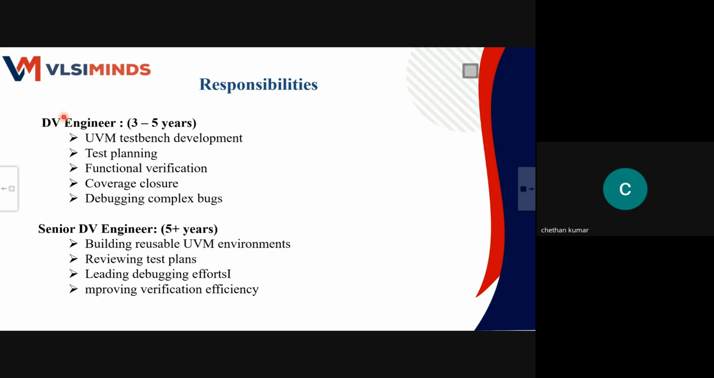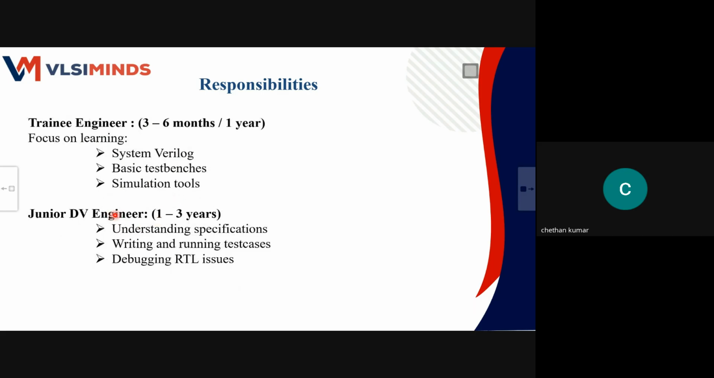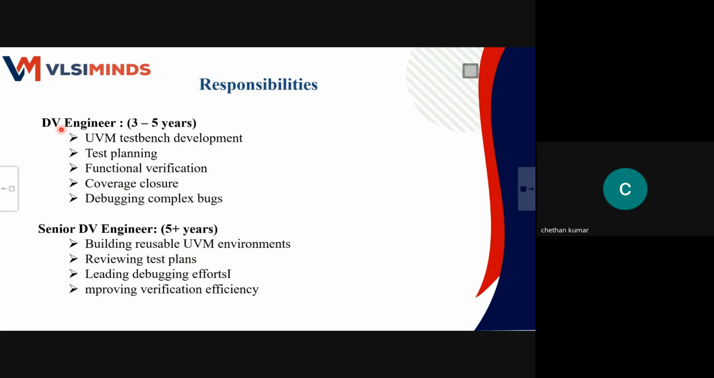Okay, during this time, what you need to do is plan the test. That means how many test cases you need to develop, what your approach for the verification should be, and whether you have covered all the things or not. And debugging complex bugs. For the junior design verification role, they will give you some simple issues, but when it comes to the DV engineer role, they will give you some complex bugs to resolve.